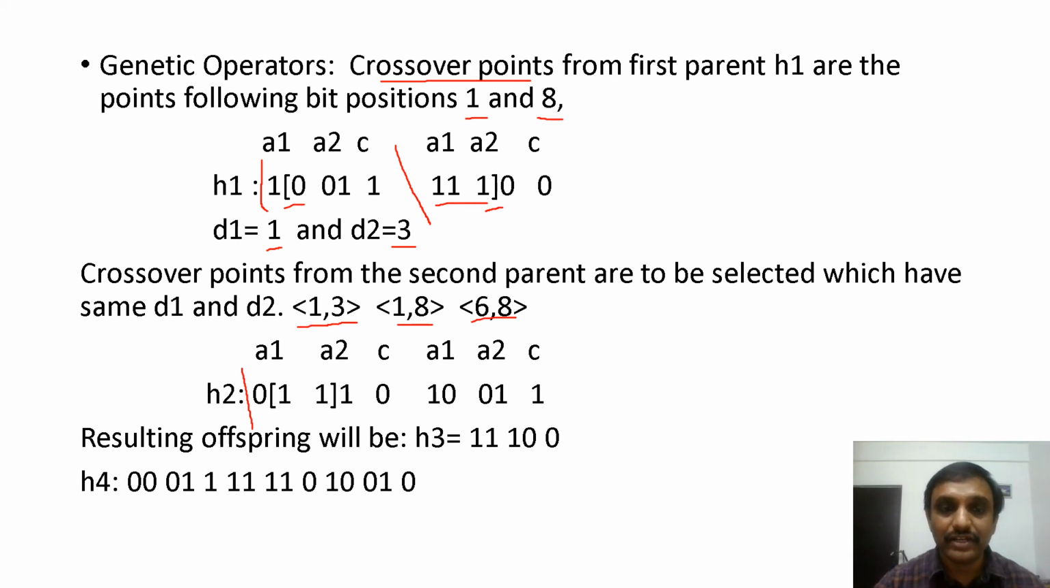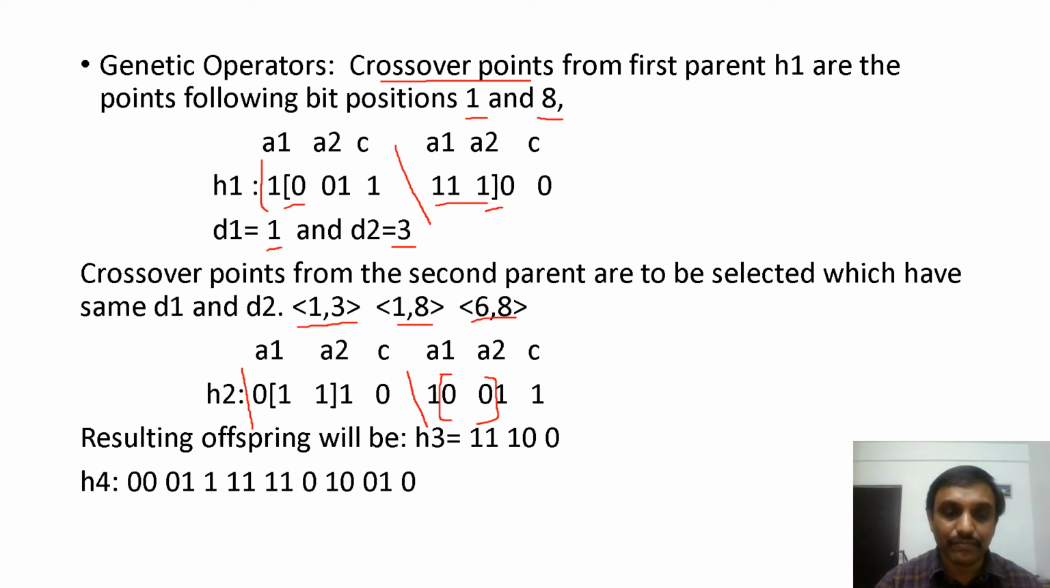Similarly, 1 8, D1 is 1, D2 is 3. You can also choose that one. Similarly, 6 8, which both are present in the second if-then rule. So here also D1 is 1, D2 is 3. Out of these three, any one you can choose.